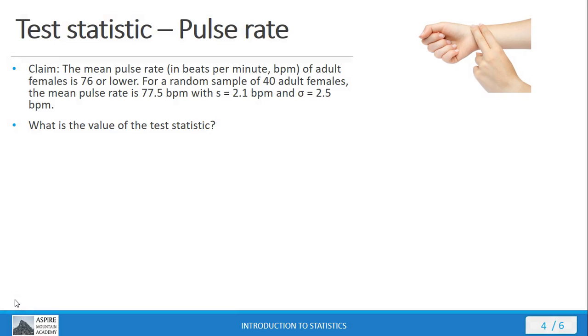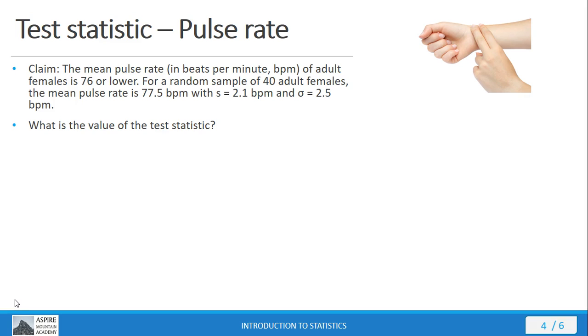Let's look at another example, and we've seen this one in previous mini lectures as well. It's claimed that the mean pulse rate in beats per minute for adult females is 76 or lower. Then we have a random sample of 40 adult females where the mean pulse rate for that sample is 77.5 beats per minute. The sample's standard deviation is 2.1 beats per minute, and the population standard deviation is 2.5 beats per minute.